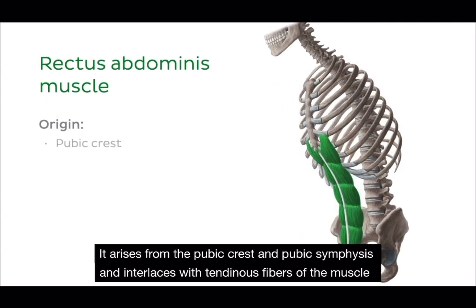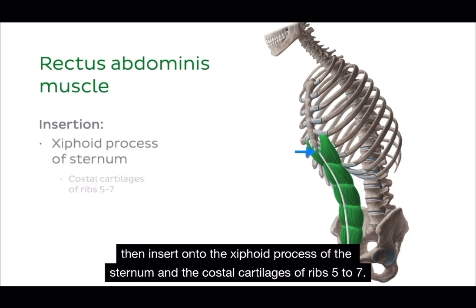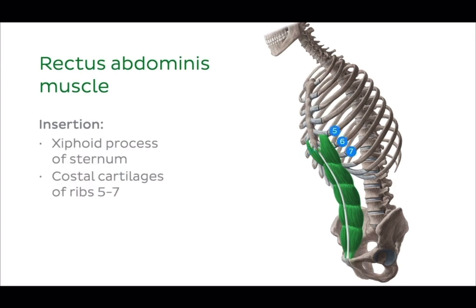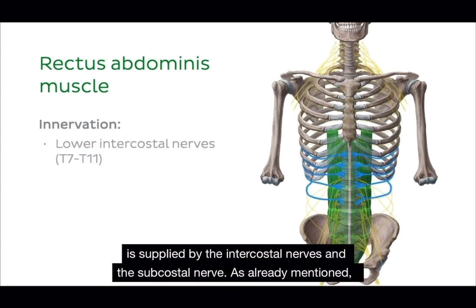It arises from the pubic crest and pubic symphysis, and interlaces with tendinous fibers of the muscle on the contralateral side. Traversing superiorly, the rectus abdominis muscles then insert onto the xiphoid process of the sternum and the costal cartilages of ribs 5 to 7. Functioning to flex the trunk and accomplish those laborious sit-ups, the rectus abdominis is supplied by the intercostal nerves and the subcostal nerve.